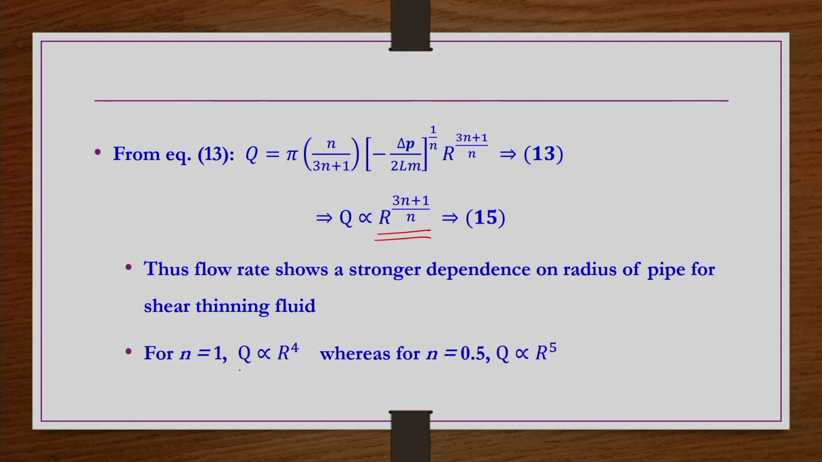So, for n equal to 1, Q is proportional to R power 4, whereas for n equal to 0.5, Q is proportional to R power 5. That is what we have here. So, the radius of the pipe is going to have more influence on the flow rate for the case of shear thinning fluids. Before winding up this class, we will take a simple example problem.